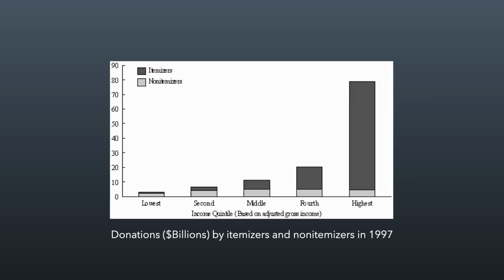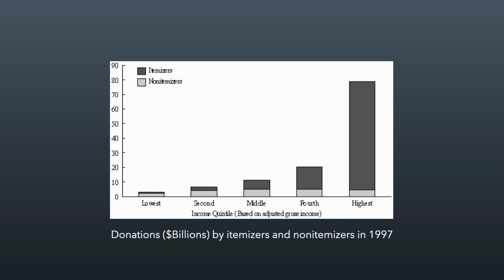So this chart shows you the donations in billions of dollars by itemizers and non-itemizers in 1997. So itemizers are the people who added up their individual donations and other deductions. And then non-itemizers are the people who took the standard deduction that year in 1997. And what you can see is at the lower income levels, and this is quintile, so it's poorest 20%, second poorest 20%, middle 20%, and then the 60 to 80% richest, and then the 80 to 100% richest is how this chart works.